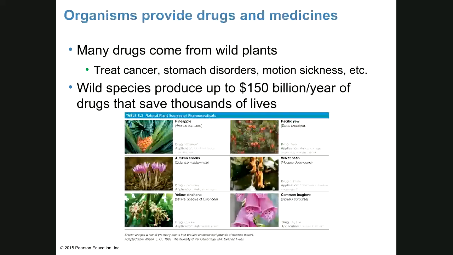Now, the reason why we care about biodiversity is because of new drugs and medicines. So oftentimes our discovery of medicines comes from finding biochemical properties, usually secondary metabolites in plants. So studying not only the plants that we know now, but studying those things that aren't even known to science could be sources of new medications. So it says wild species produce up to $150 billion per year of drugs that save thousands of lives.